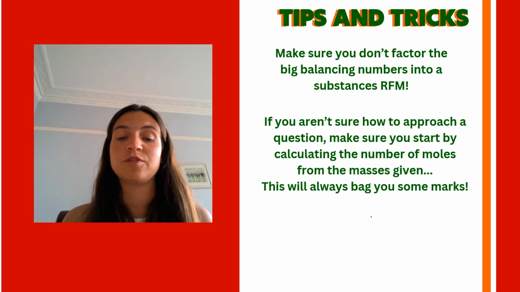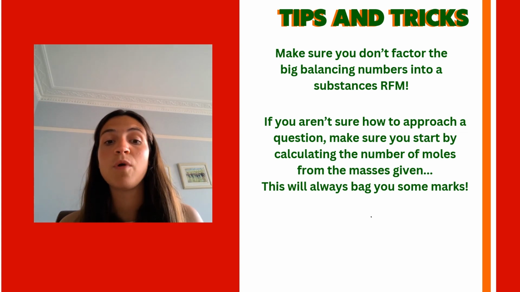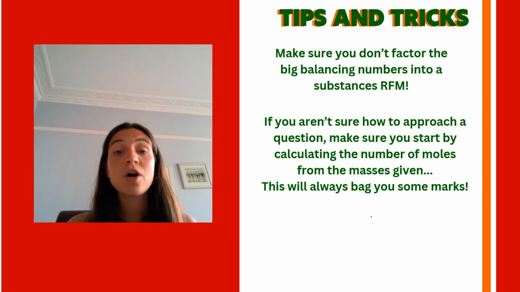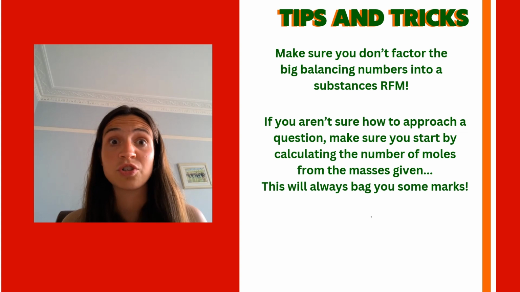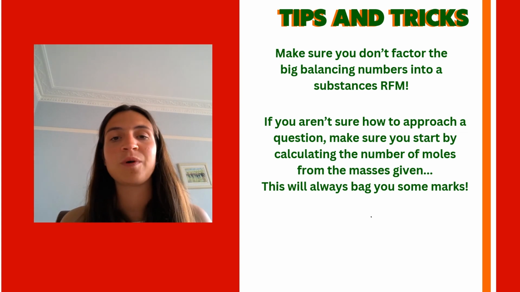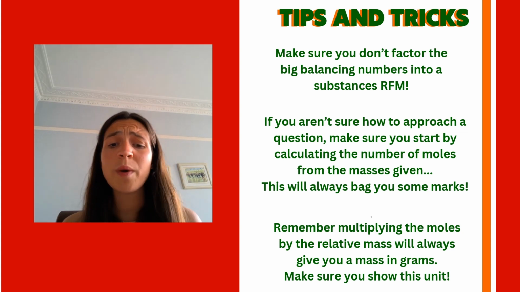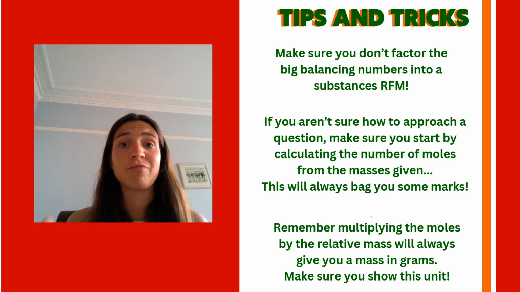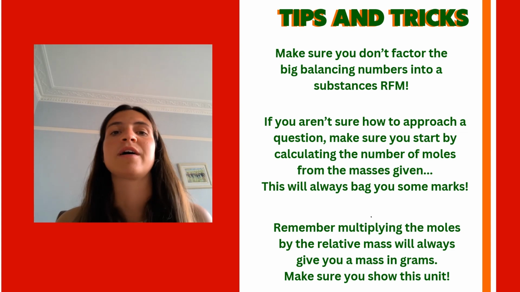Okay, if you aren't sure how to approach a question, make sure you start by calculating the number of moles from the masses given, because that is an easy way that you can always get some marks. So even if you're not sure how to follow through with the question, do that step first, and that will guarantee you some marks. And finally, remember that when you multiply the number of moles by the relative mass, it will always give you a mass in grams. So make sure you show that grams is your unit of mass. Don't be tempted to write kilograms.